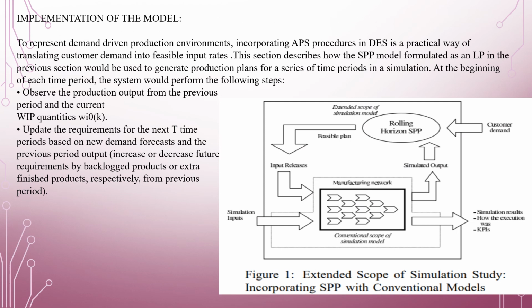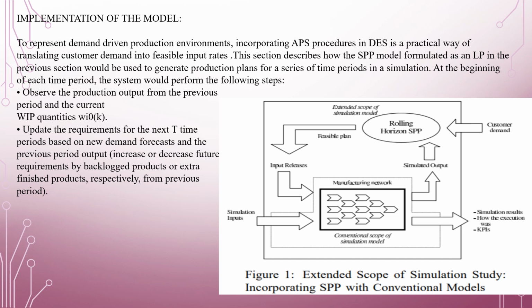Next one is the implementation of the model. To represent demand-driven production environments, incorporating APS procedures in DES is a practical way of translating customer demand into feasible input rates. This section describes how the SPP model formulated as an LP in the previous section would be used to generate production plans for a series of time periods in a simulation. At the beginning of each time period, the system would perform the following steps.